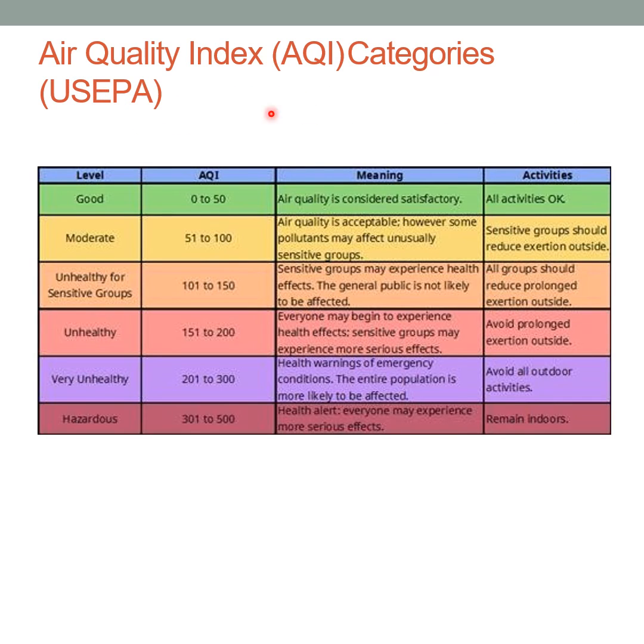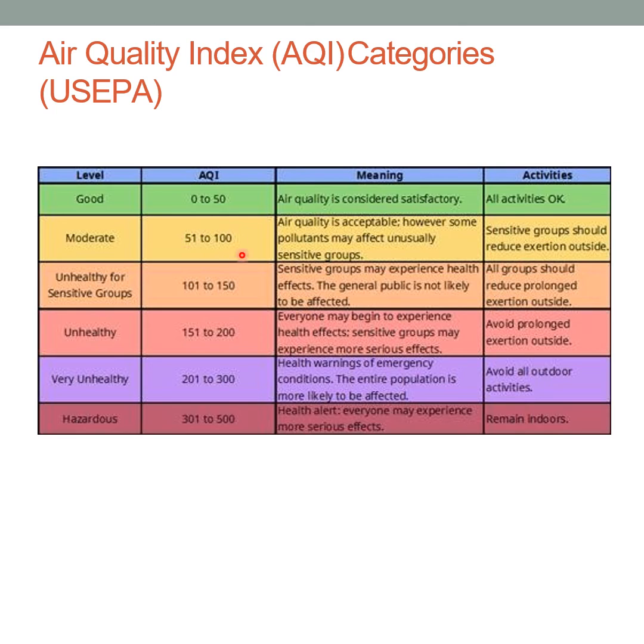And this is the air quality index based on US EPA. They have subdivided the air quality into 6 parts from good to hazardous. According to this chart, when the air quality index is 0 to 50, it is termed as good air and all activities will be okay here. That means air quality is considered satisfactory.